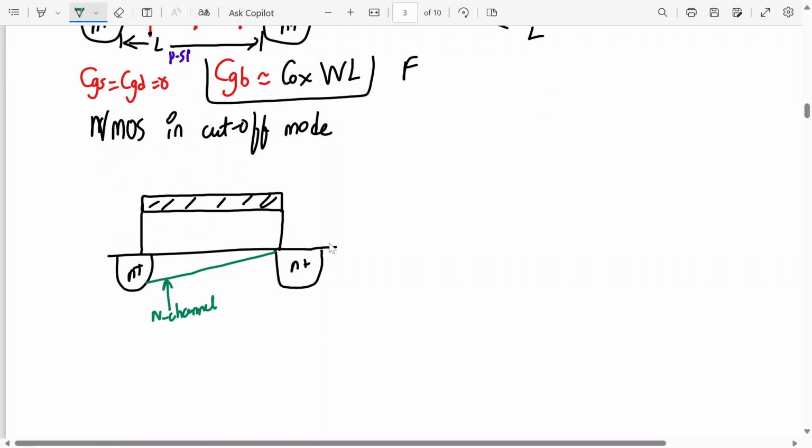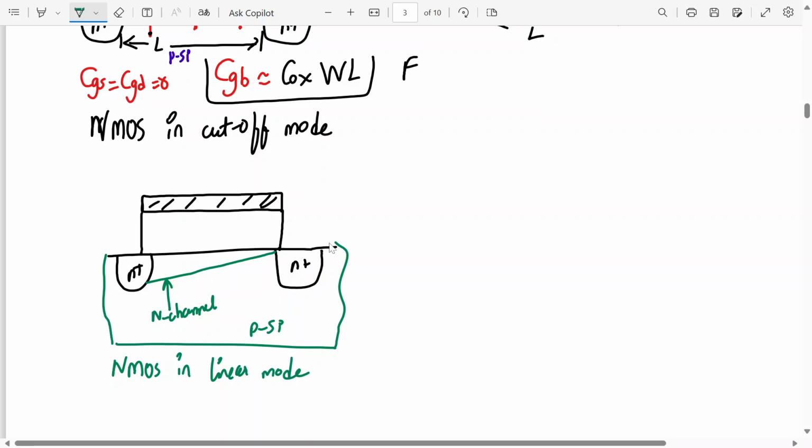So in the linear mode of operation, this is NMOS in linear mode. This is P silicon actually. If I want to draw it, the N channel isolates the P substrate from the gate. This is my gate terminal. So here is my channel. The N channel is present between gate and this. So which capacitances will be distributed over here? Tell me.